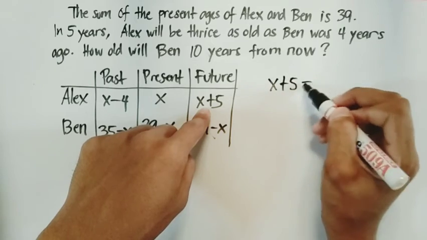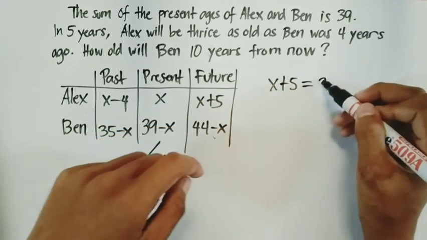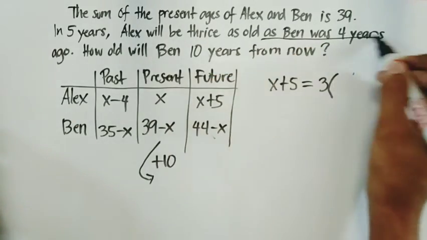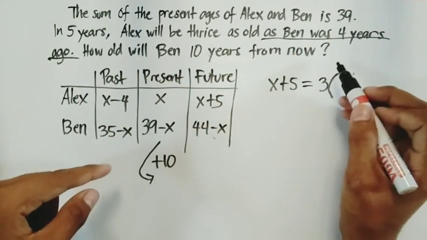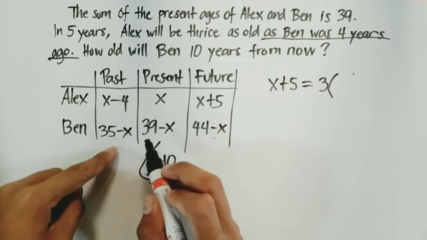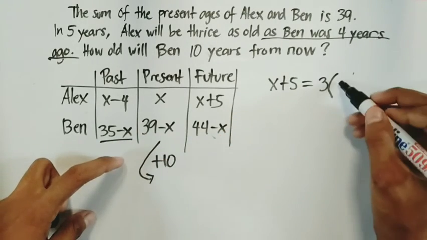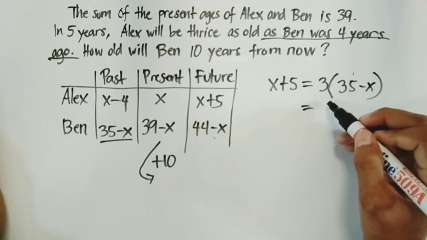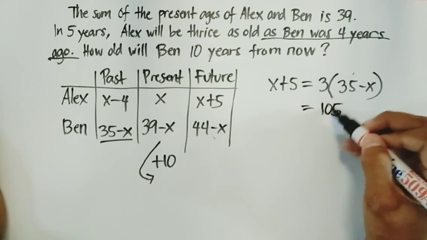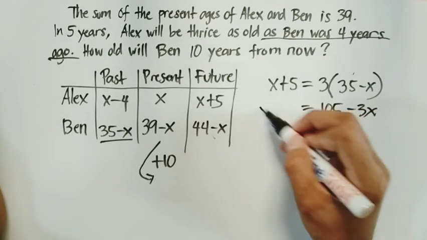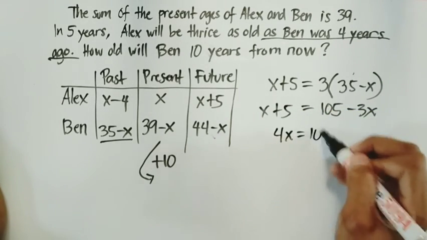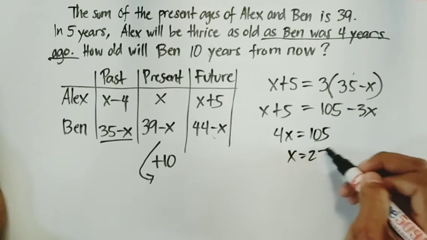So, in 5 years, Alex will be thrice as old as Ben was 4 years ago. Ilan si Ben 4 years ago? Di ba? Ito si Ben. 4 years ago is ito. So, ilalagay lang natin dito and solve for X. We have ilan to? 105. So, 3 times X plus 5. Solving for X, we have 4X equals 105. X is equal to 25.